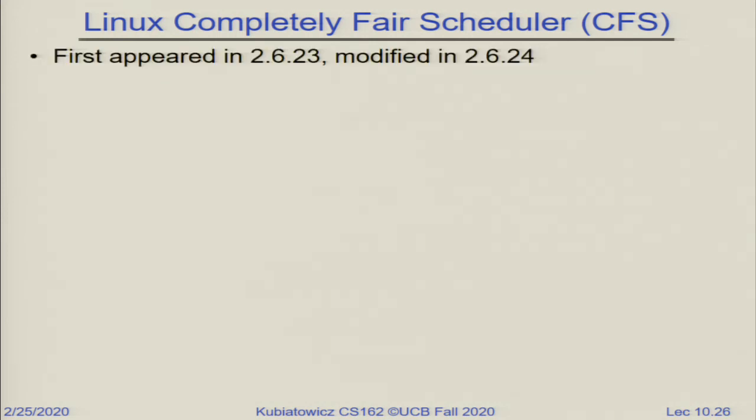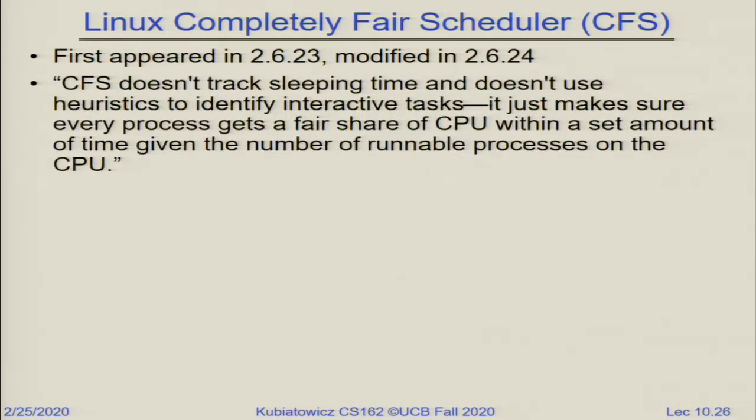You guys should Google this, because there were some good blogs on this. Basically, the O(1) scheduler was supposed to save the world, and it got so complicated nobody could understand it. And so, as you could imagine in the Linux community, there were a lot of very strong personalities involved. And somebody says, let's do something different. Let's do this new scheduler, which first appeared in the 2.6.23 kernel. And it basically says, well, let's forget all these heuristics. So CFS doesn't track sleeping time, doesn't use heuristics. It just makes sure that every process gets a fair share of the CPU.